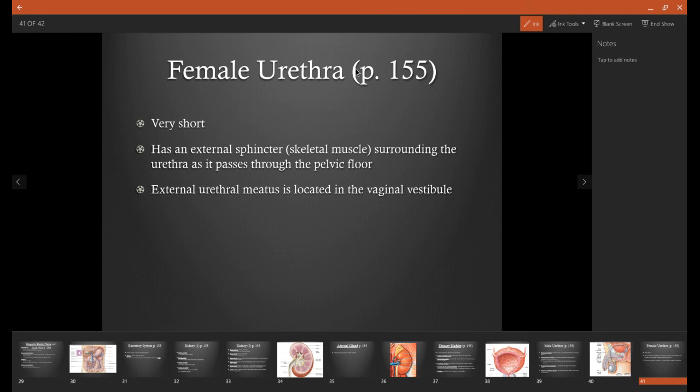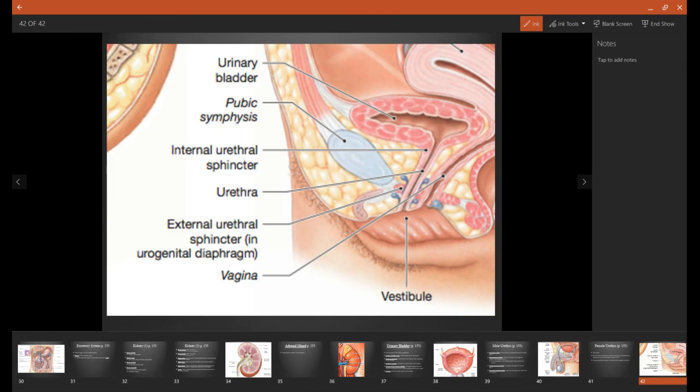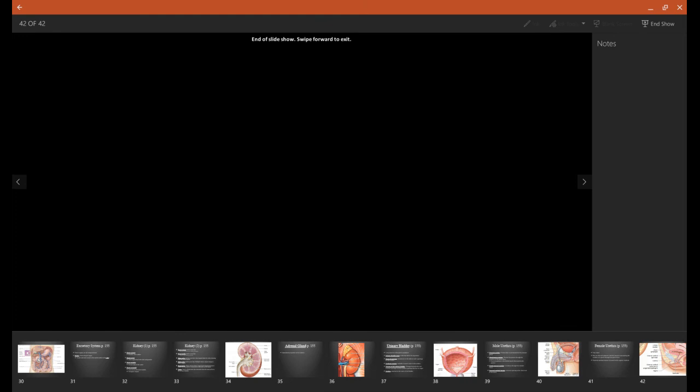In females, the urethra is very short, so they don't have regions to it. It's just the urethra. But it'll also have an external sphincter and an external urethral meatus as well. And so looking at the female, here is the bladder right here. And then there's a short urethra before it goes through the urethral meatus, and it goes to the outside world. And that concludes Chapter 12.